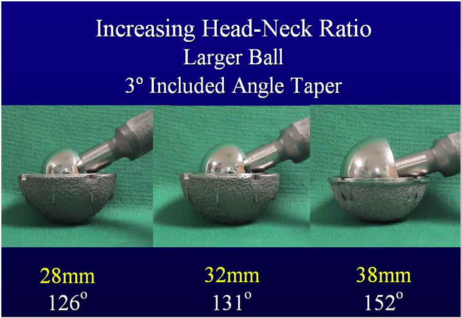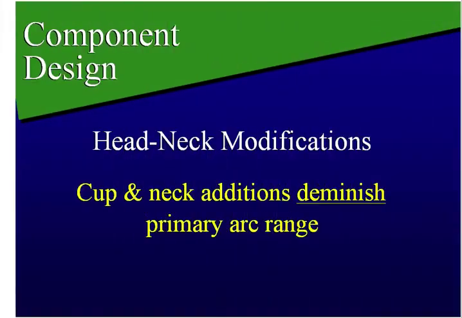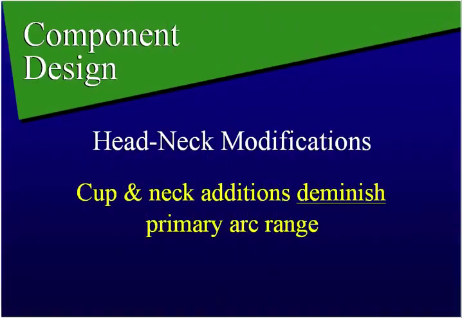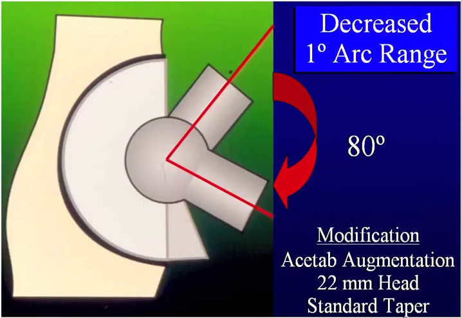So if you look at the head-neck modifications, any additions on the cup or the stem actually diminish the primary arc range. So in this case, if you have a primary arc range and you have added a 20-degree posterior hood to prevent posterior dislocation, you've actually diminished your arc range. So even though you take it up in flexion and internal rotation, you won't dislocate posteriorly. Guess what's going to happen? You decrease your arc range and you lever out this way, you're going to come out the front because you've diminished your arc range.